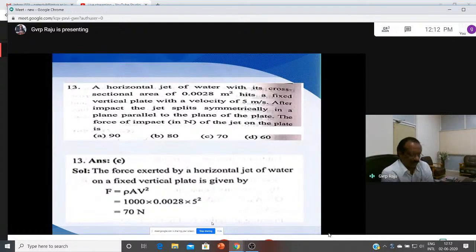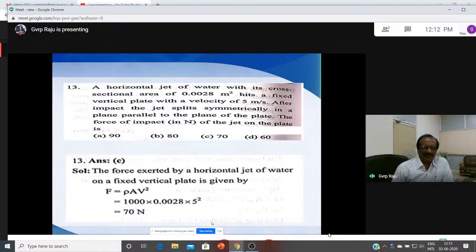Problem 13: a horizontal jet of water with its cross-section area of 0.0028 meters square strikes a fixed vertical plate with a velocity of 5 meters per second. The velocity of the jet is 5 meters per second. After impact, the jet splits symmetrically in a plane parallel to the plane of the plate. Find the force of the impact of the jet on the plate.